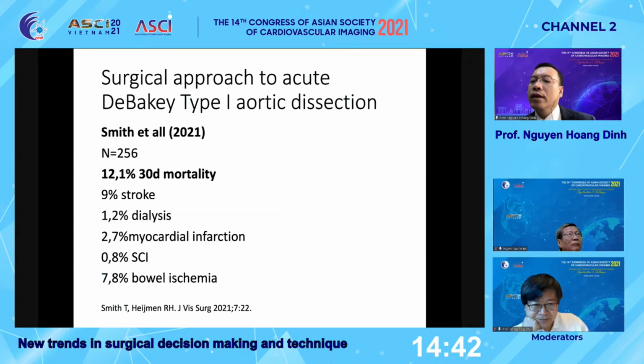This is a recent analysis of one institutional data using a protocolized approach with bilateral antegrade selective cerebral perfusion at 25 degrees Celsius core temperature. In more than 250 type A patients in a 10-year period, they show 12% 30-day mortality, 9% stroke, and 0.8% permanent spinal cord injury. The data are in line with previously reported operative results in the IRAD registry.